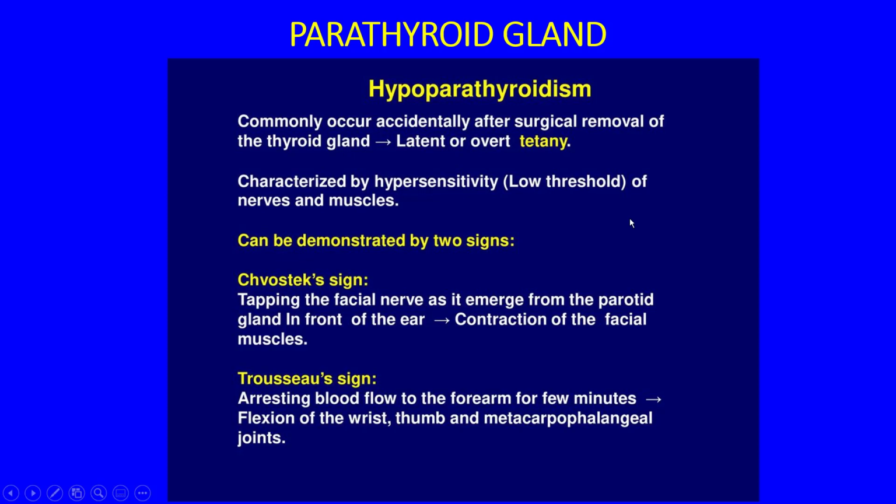And as I mentioned to you before, can be demonstrated by two signs. Chvostek's sign, tapping on that facial nerve as it emerges from the parotid gland in front of the ear. You're going to get a contraction of the facial muscles on that side. Trousseau's sign, usually what you're going to have is someone that might be using a blood pressure cuff. So they arrest or block the blood flow to the forearm for a few minutes. You'll see this flexion of the wrist, thumb, and metacarpophalangeal joints.